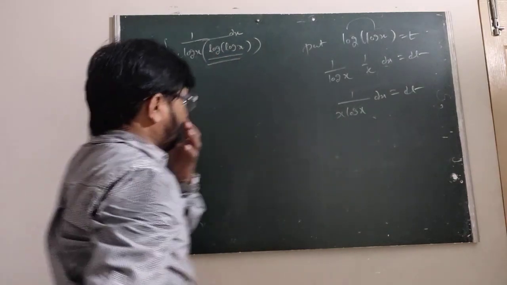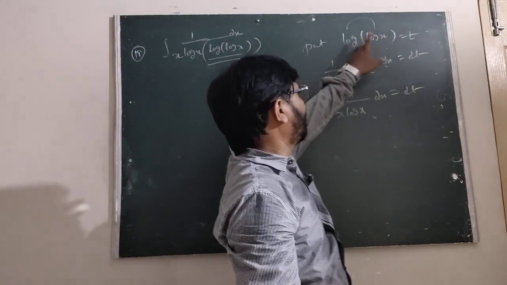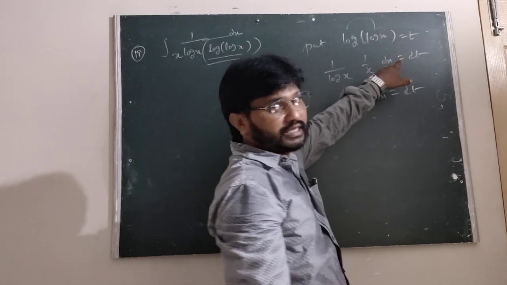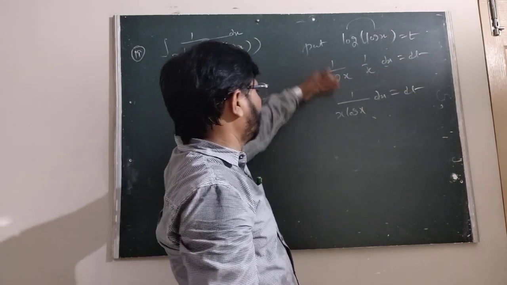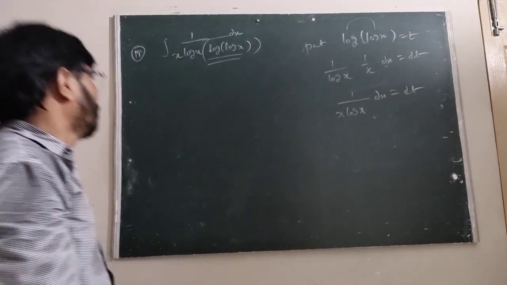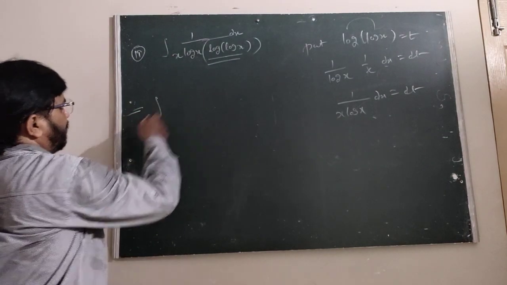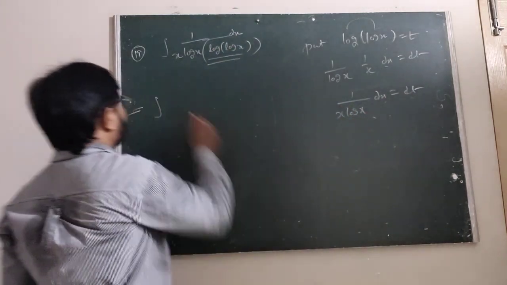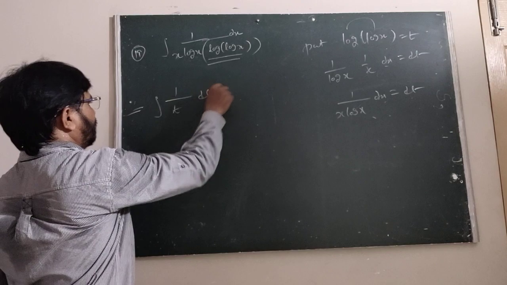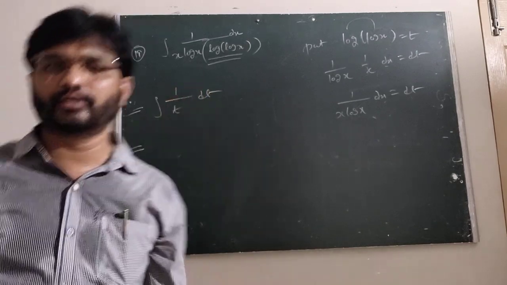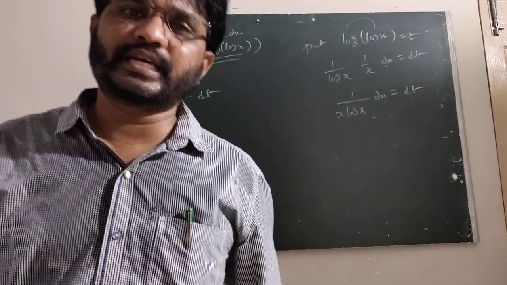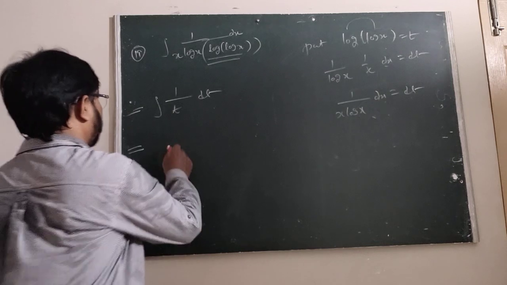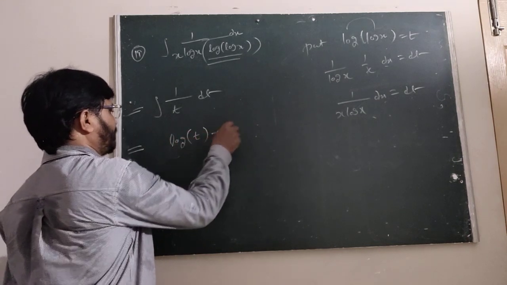That is t. The derivative of log is 1 by log x. Then also find the derivative of log x, which is 1 by x dx, that will be dt. Therefore now 1 by x log x into dx is dt. Therefore now we can write integral 1 by x log x dx is dt. Therefore integral 1 by t dt, everybody knows that integral 1 by x dx is log x. Therefore integral 1 by t dt is log mod of t. Now this is log mod of t plus c.